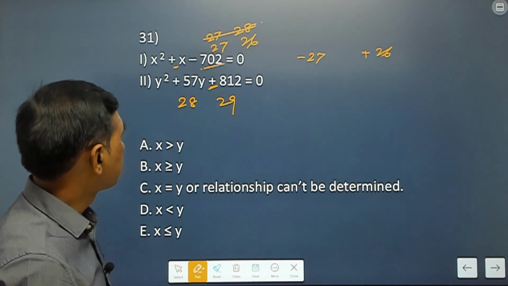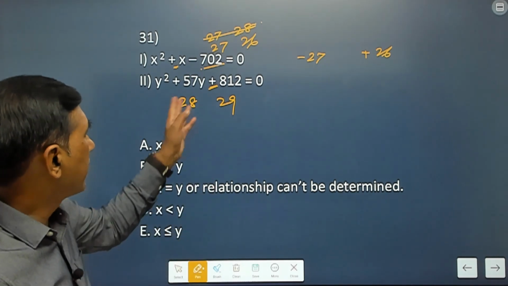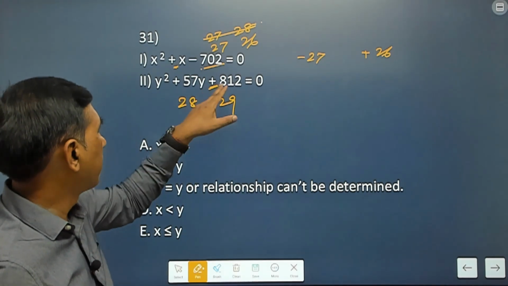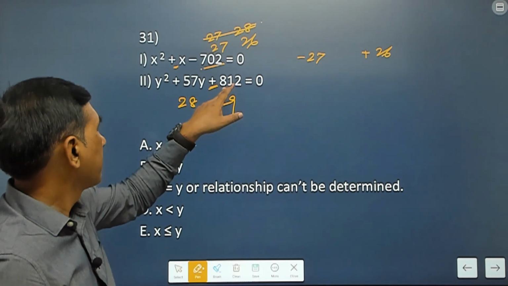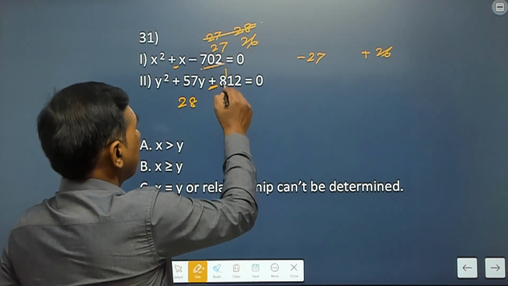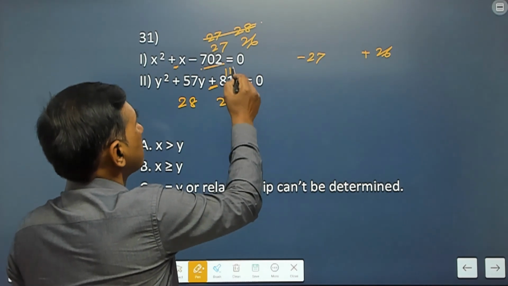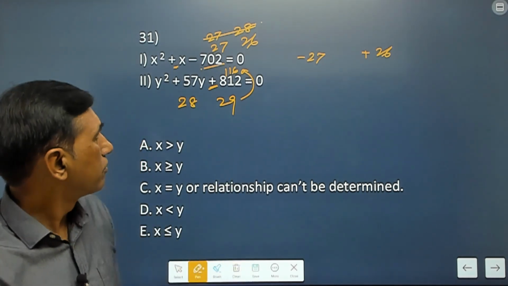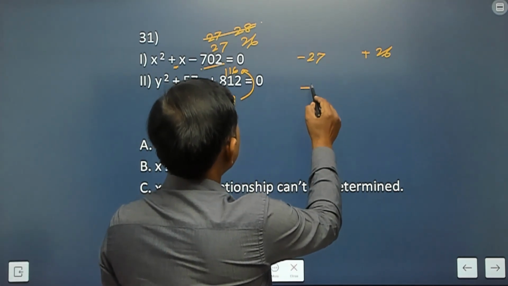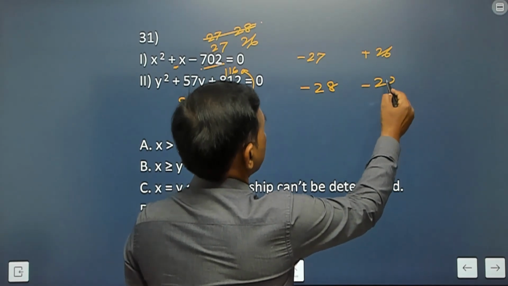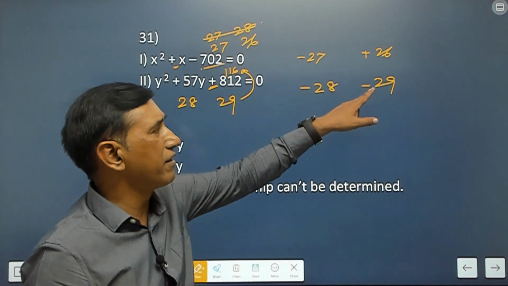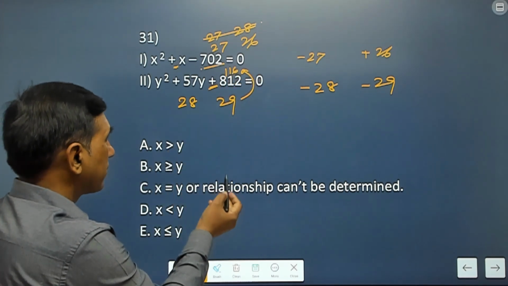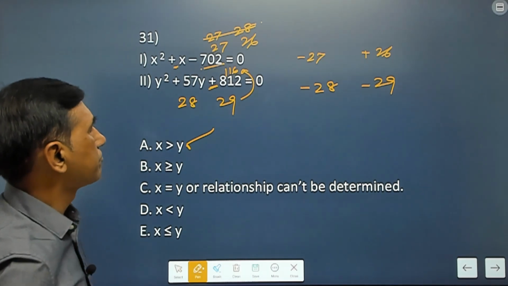Yes, I suppose 28 and 29 will give you 7. Yeah, 7 1 is 7. 29 into 4 is 116. So it is minus 28 and minus 29. Since minus 27 is bigger than both, x is greater than y.